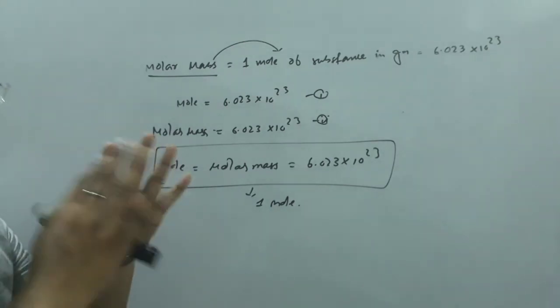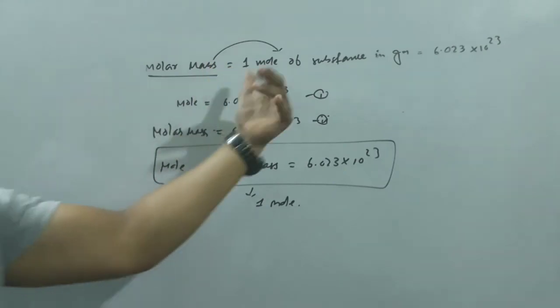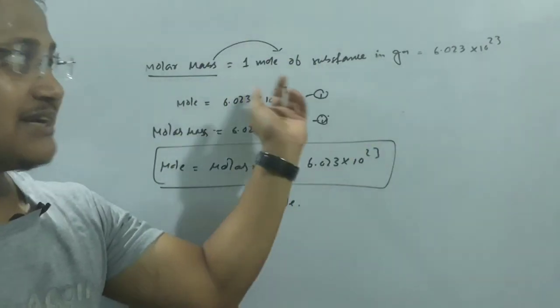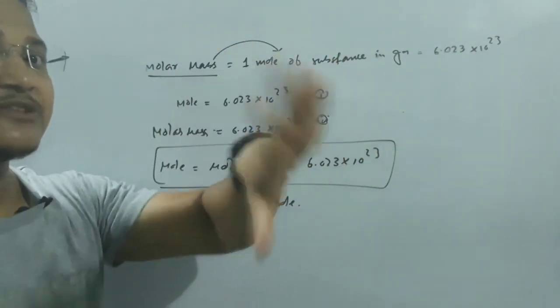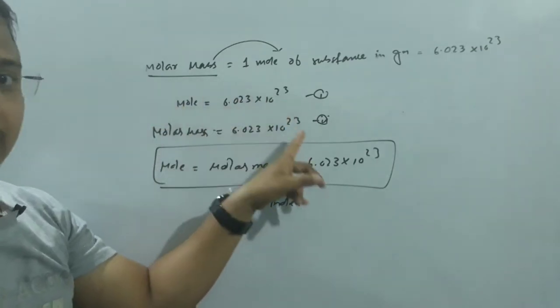I hope I have made you understand the thing, right? We are saying molar mass is equal to 1 mole of a substance in gram. So when we talk about 1 mole of a substance, it means 6.023 into 10 to the power 23 number of particles of the substance. So that means we can say that mole equals this, or molar mass equals this also.